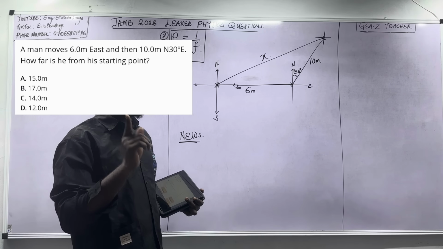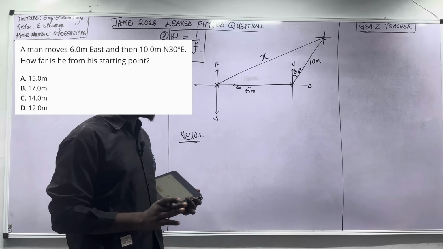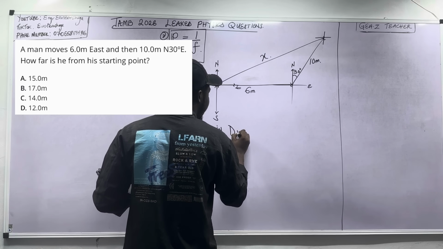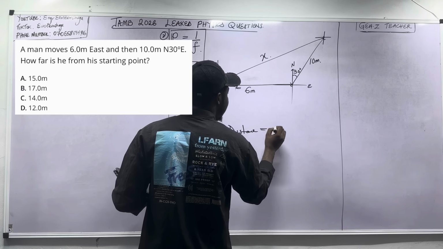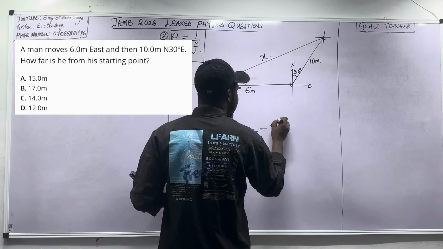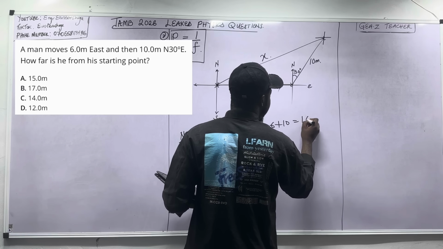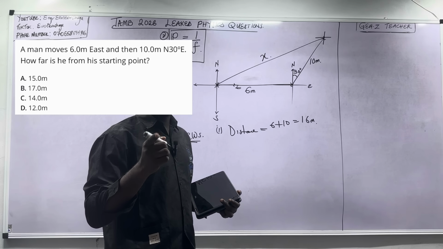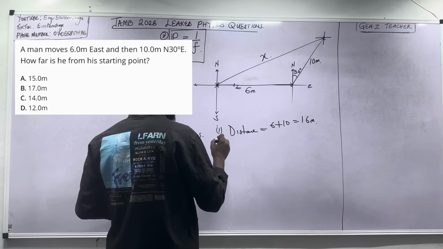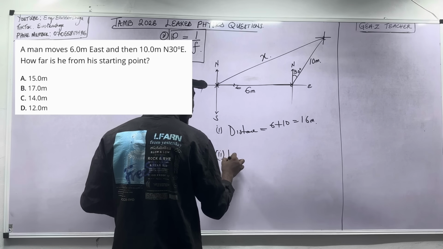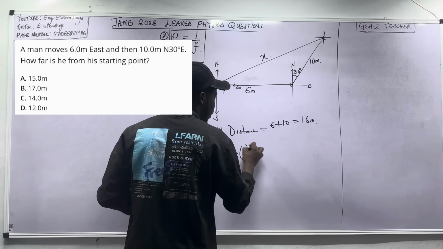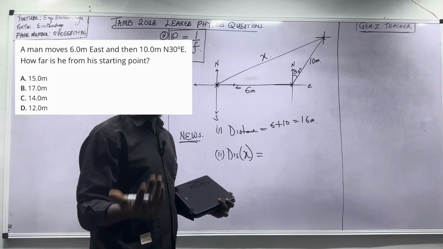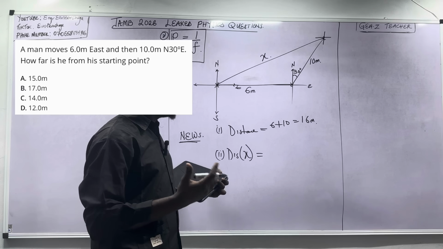Now, if they've asked you to find just distance, the distance traveled, the normal distance, it will just be the addition of both values. That's 6 plus 10, which should give you 16 meters. But this question is talking about the vector, that's the displacement. The displacement is a vector quantity. So we need to apply the rules of vectorial algebra in solving the question.